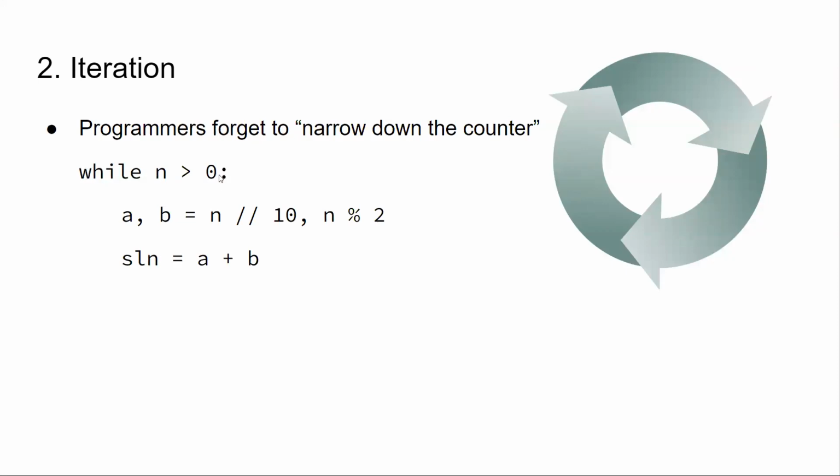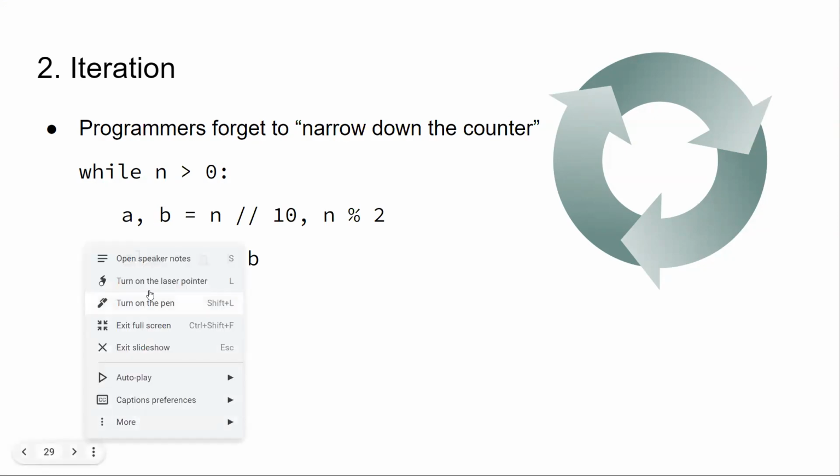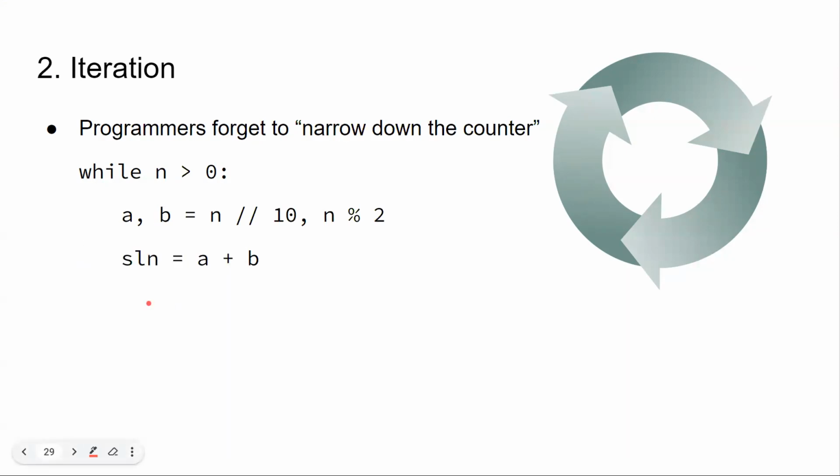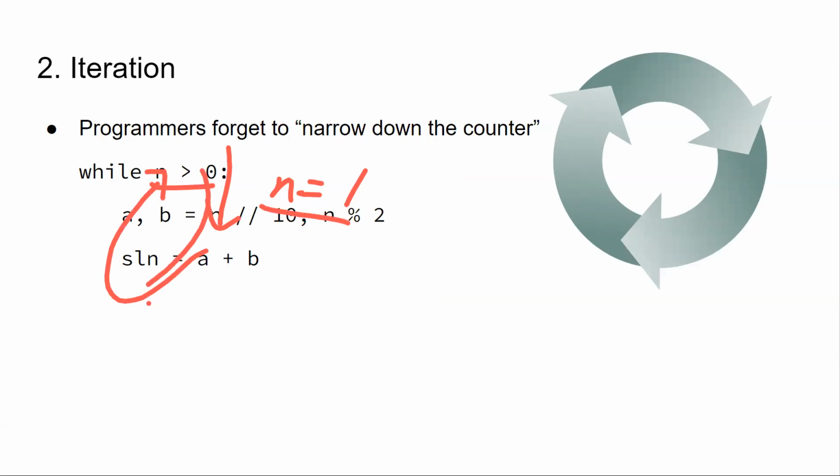The second one is programmers forgetting to narrow down the counter. So while n is greater than 0, I have n float divide 10 and mod 2, and then that's the solution. But if I say n is equal to 1 and I run into this and compare with it, n still equals 1. So I'll just run there again and again, because I don't actually modify the variable n, the counter of this while loop. I didn't modify it, so you run again and again.